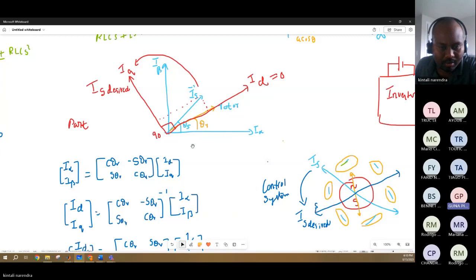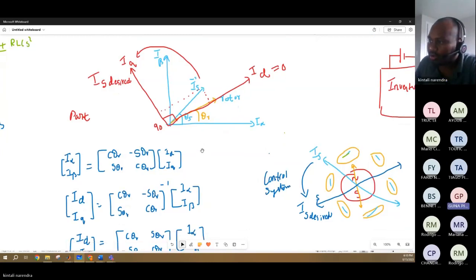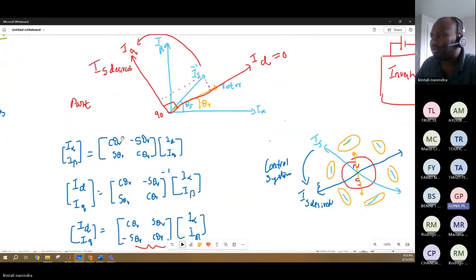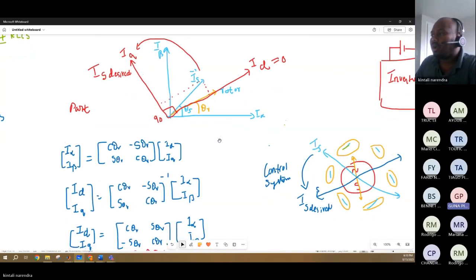I get that. The only thing is, how do you move that vector? How many degrees do you have to rotate that IS vector? We will implement a PI controller for that. I'll show you a simulation.